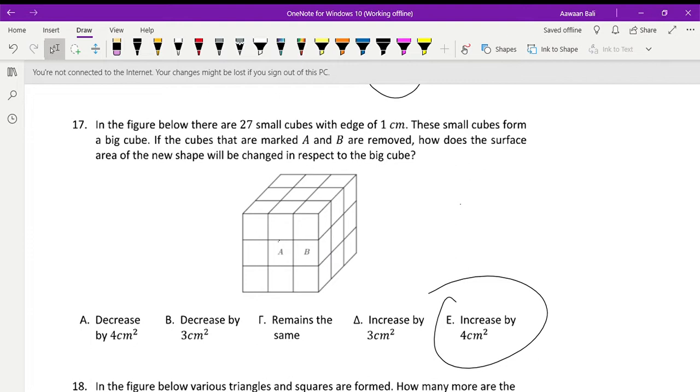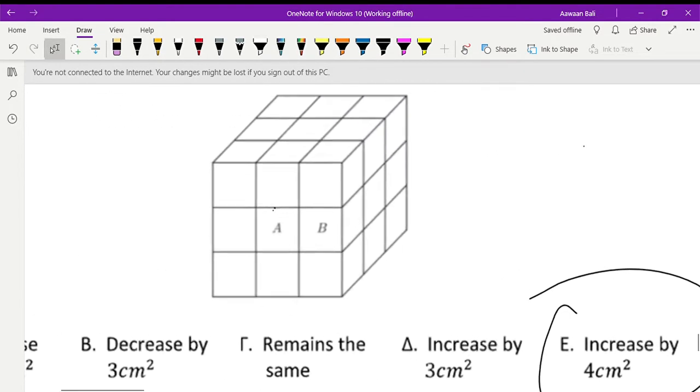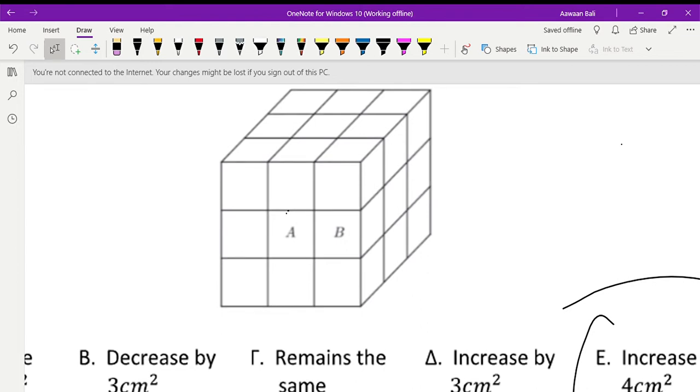Now, question number 17. In the figure below, there are 27 small cubes with an edge of 1 centimeter. These small cubes form a big cube. If the cubes marked alpha and beta, so this one and this one, are removed, how will the surface area of the new shape change with respect to the big cube? First, the surface area of the cube is 6a squared, but we don't need that because we're just taking away 2 cubes. So we'll take away the A and we'll take away the B.